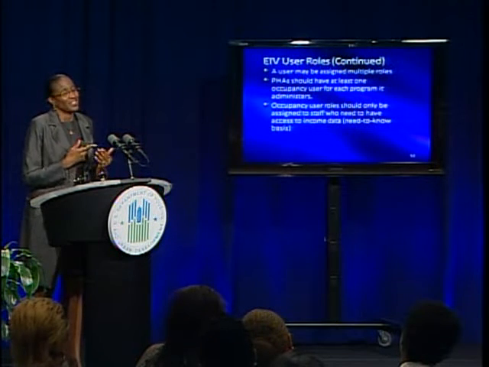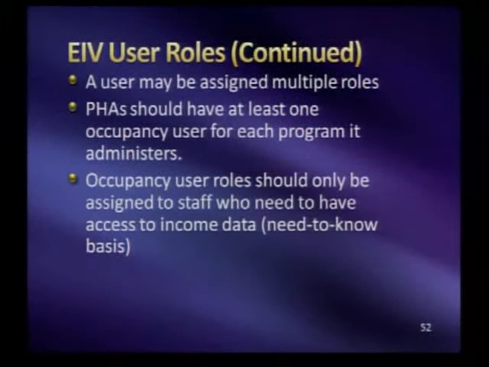Okay, your user access. Please understand, for these various roles that I've talked about, you can have more than one role, okay? So you can have multiple roles. However, please note that housing authorities need to ensure that they have at least one occupancy user for each program that you administer. So if you are administering the public housing program, you need to have at least one person who is going to access EIV. Now, housing authorities often ask, how many users can I have at my agency? You can have as many users as you deem appropriate.